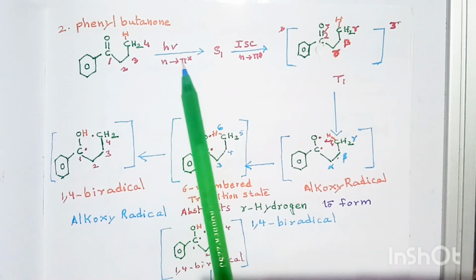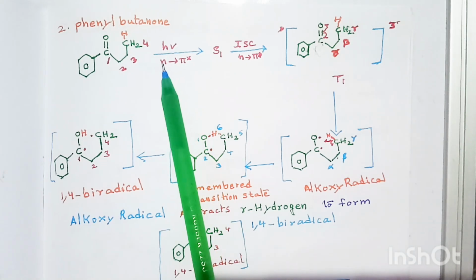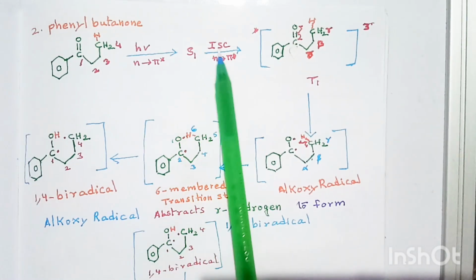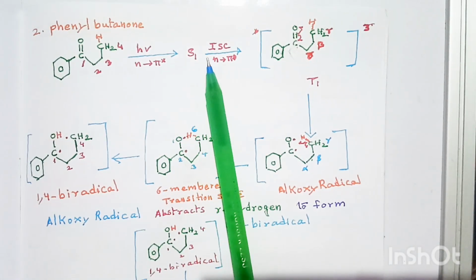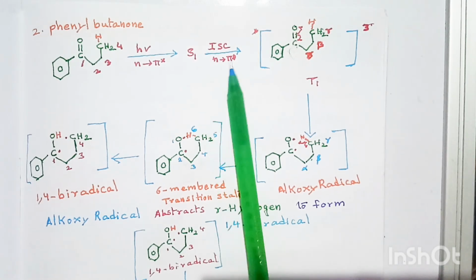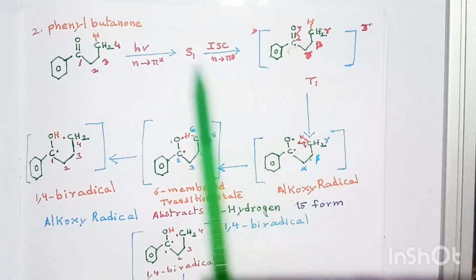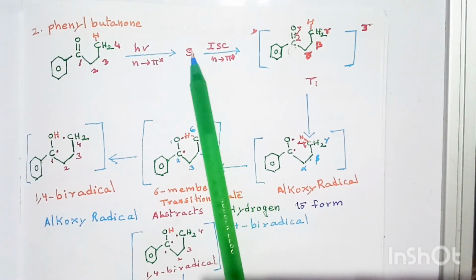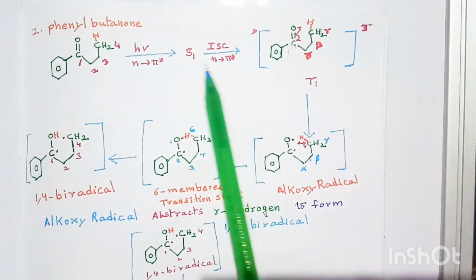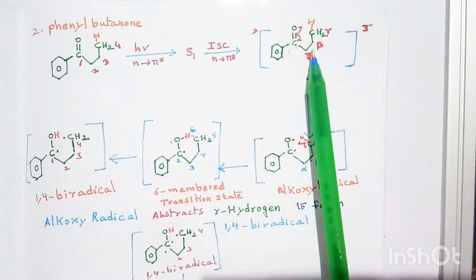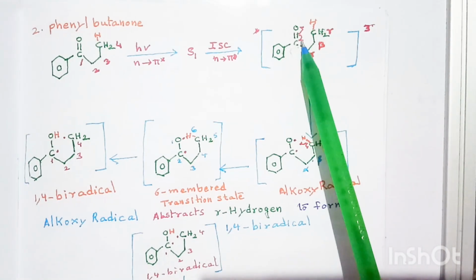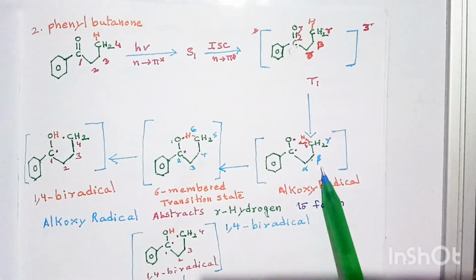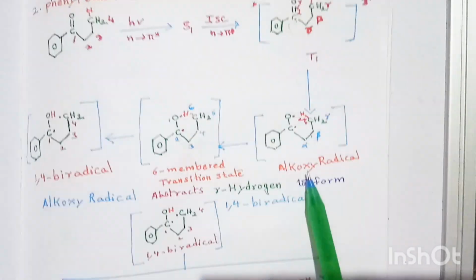When this compound is irradiated by UV light, it undergoes n to pi star excitation and enters the singlet state. From the singlet state, through intersystem crossing, it enters the triplet state. Since it is an aromatic ketone, it cannot undergo pi bond cleavage in the singlet state. So it enters the triplet state. In the triplet state, the pi bond between carbon and oxygen cleaves homolytically to give us an alkoxy radical. This is the alkoxy radical.